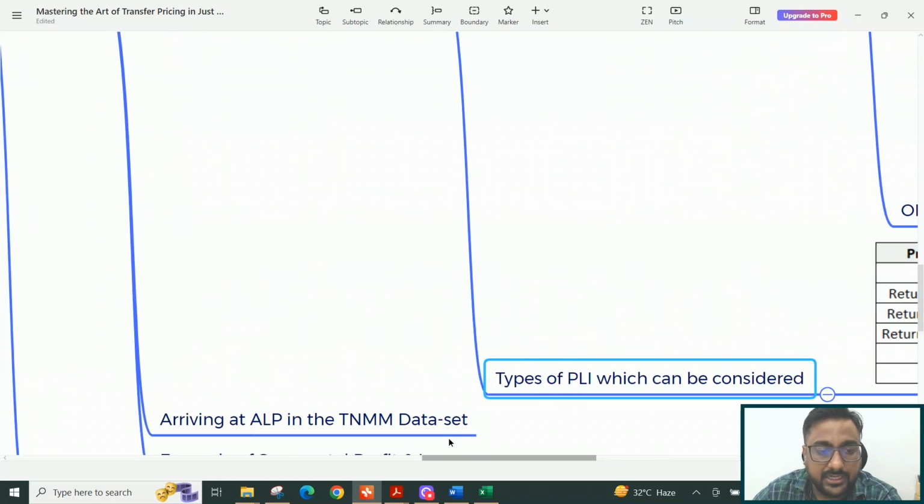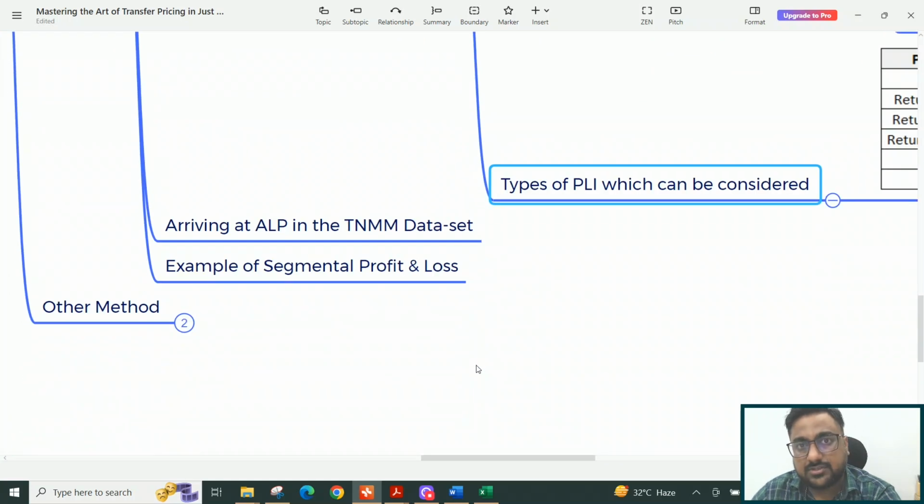Now I'll meet you in the next video, where I'm going to explain how to arrive at arm's length price in the TNMM dataset, as we have already seen, but I'll explain that again. And apart from that, I will also explain how a segmental profit and loss can be created out of the entire profit and loss account.